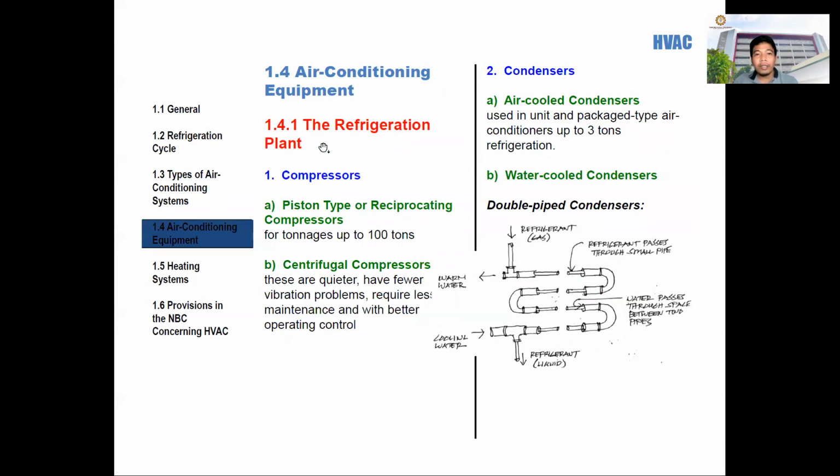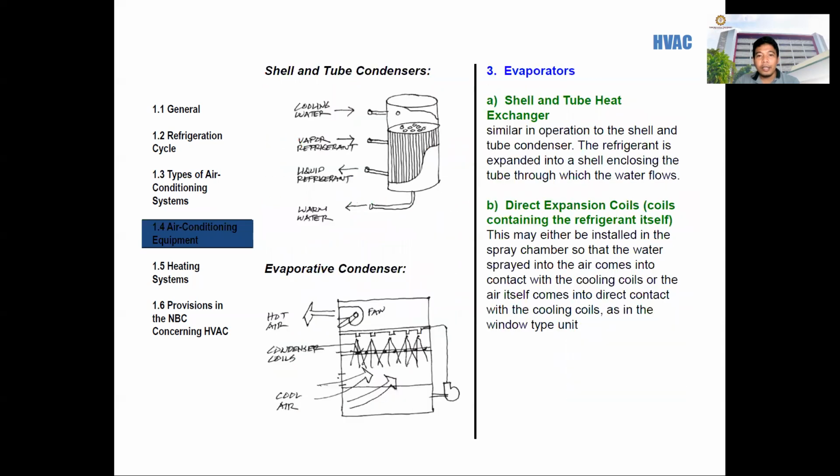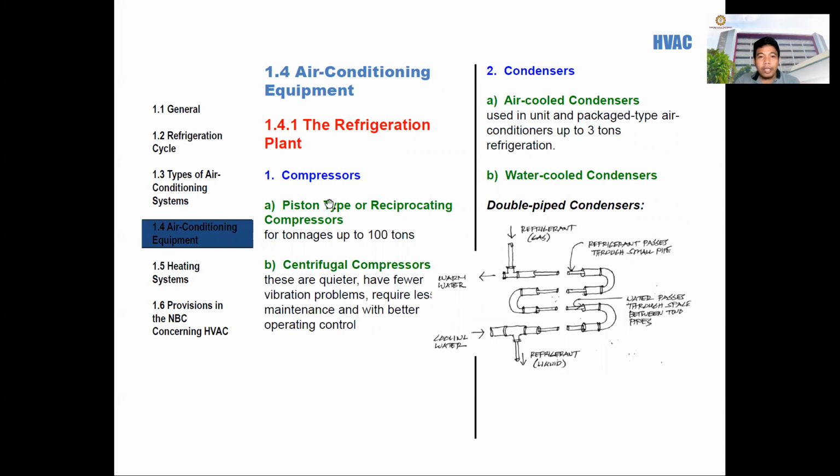Now, air conditioning equipment. The first is the refrigeration plant, composed of compressors, condensers, and evaporators. First is the compressor. You can have a piston type or reciprocating compressor for tonnage up to 100 tons. And then you can also have a centrifugal compressor. These are quieter, have fewer vibration problems, require less maintenance, and have better operation control. So that is for the compressor.